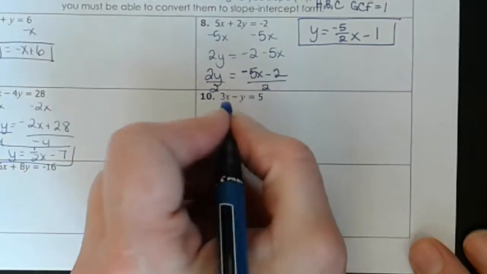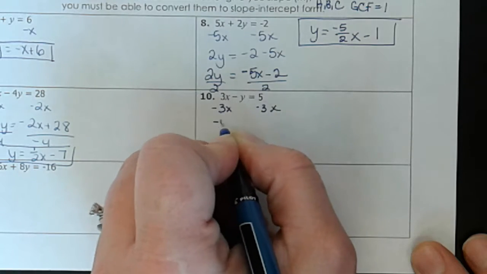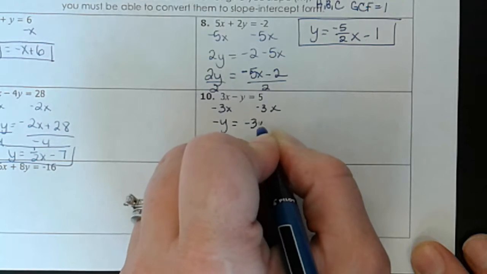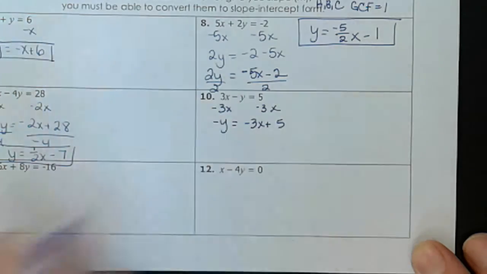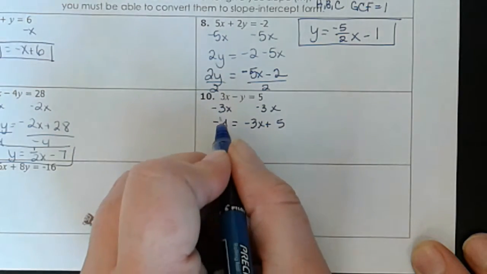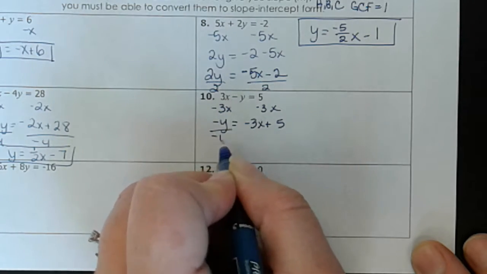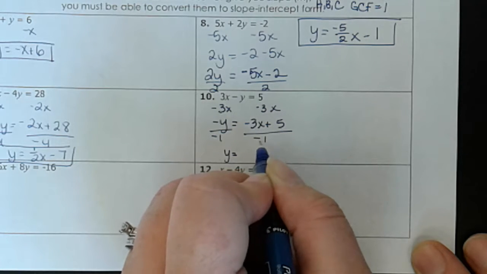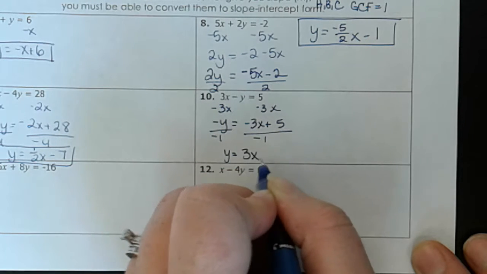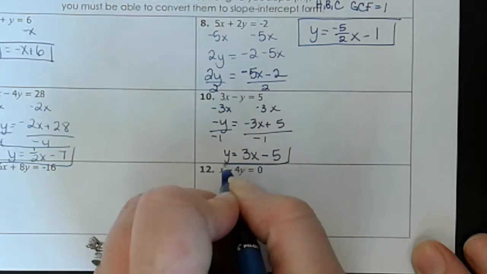And this one, let's get y all by itself. We're going to subtract 3x from both sides. We get negative y equals negative 3x plus 5. Now this has a number in front of it, doesn't it? Why it's not by itself? It's got a negative 1 in front of it, right? That's what that negative really means, is negative 1. So we've got to divide both sides by negative 1. We get y equals, well, negative 3 divided by negative 1 gives us a positive 3x. And then positive 5 divided by negative 1 gives us a negative 5.